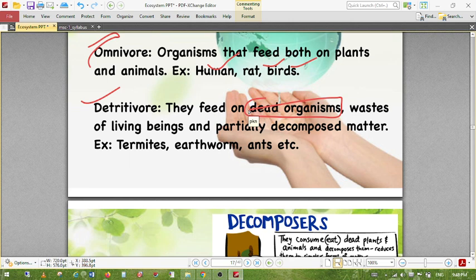Then we come to the food web. A food web is the interlinking pattern of the various food chains. Interlinking means that food chains are interlinked with one another, and that is called a food web. In a food web, many food chains are interconnected. Let's see the example.